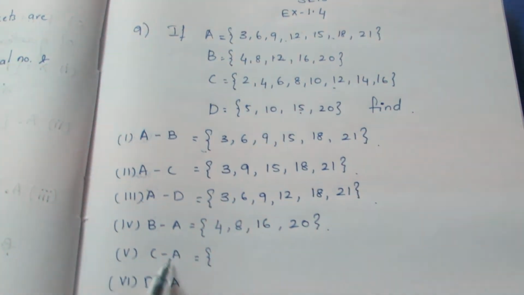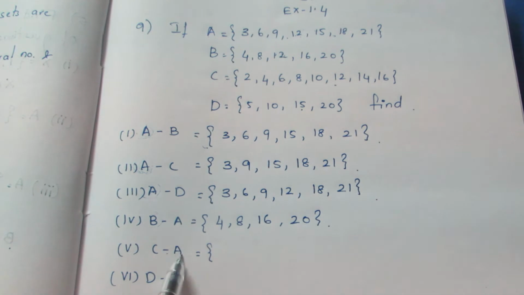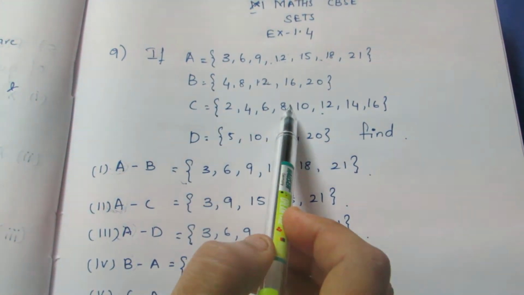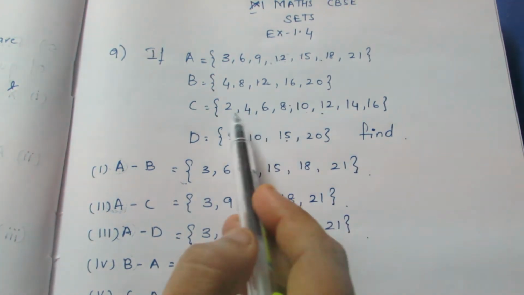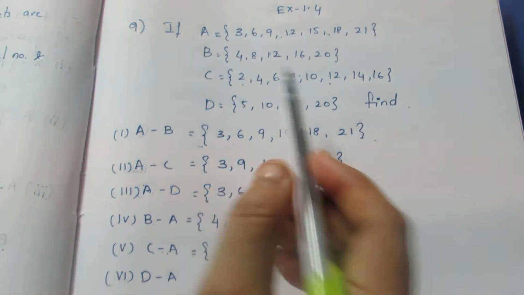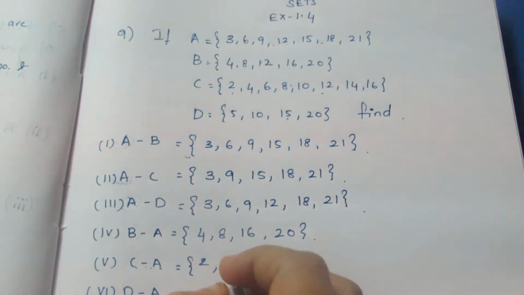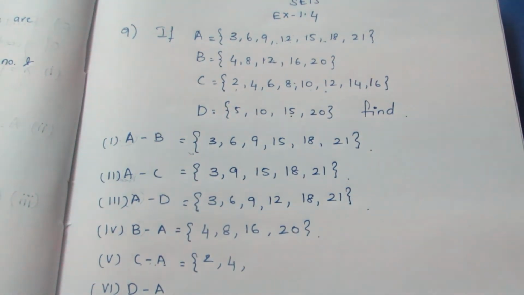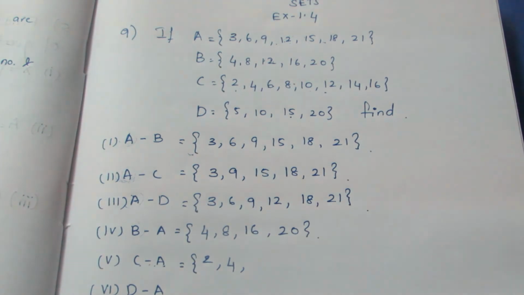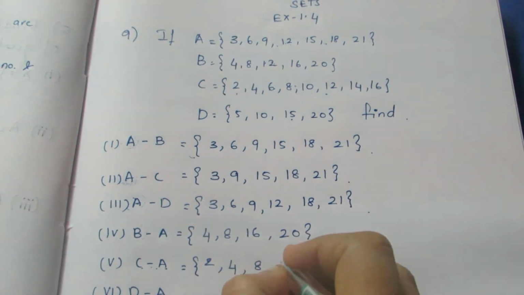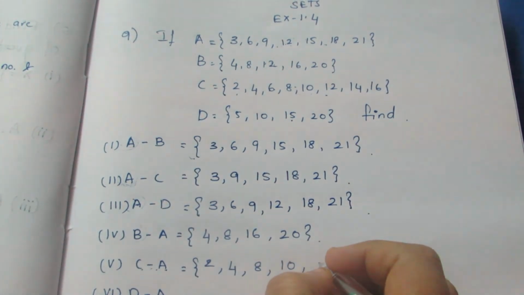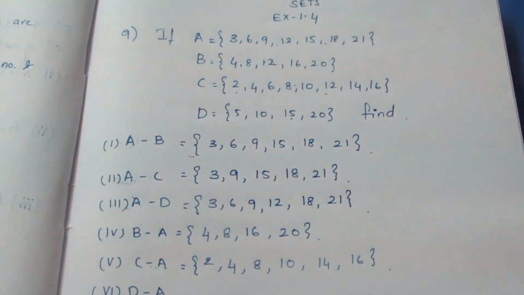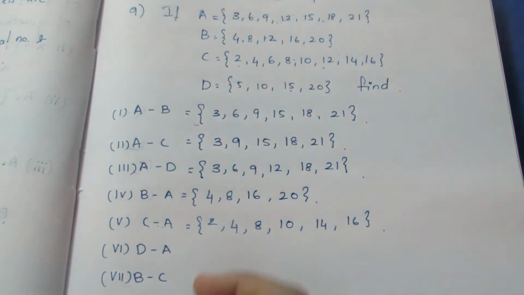We'll move on to the fifth one, that is C difference A. In A and C, remove the common elements and write the elements of C. That is 2 you can write, 4 it's not there in A, we can write 4, leave off 6 because in A 6 is there, then 8, 10, 12 is there in A, 14 and 16. We'll move on to the next one.